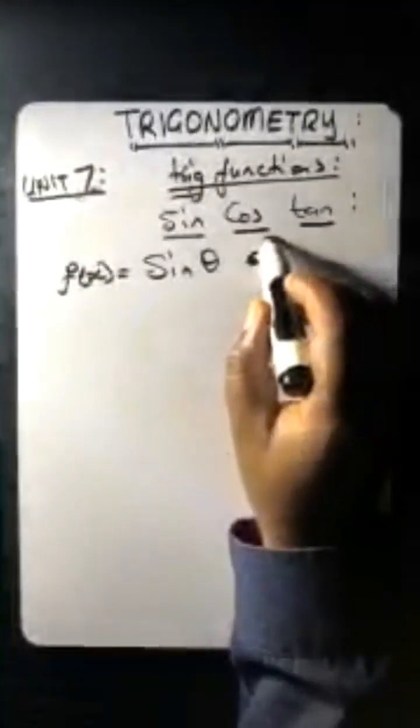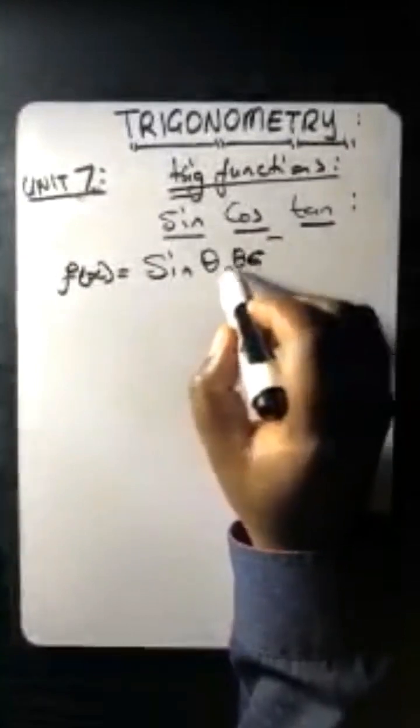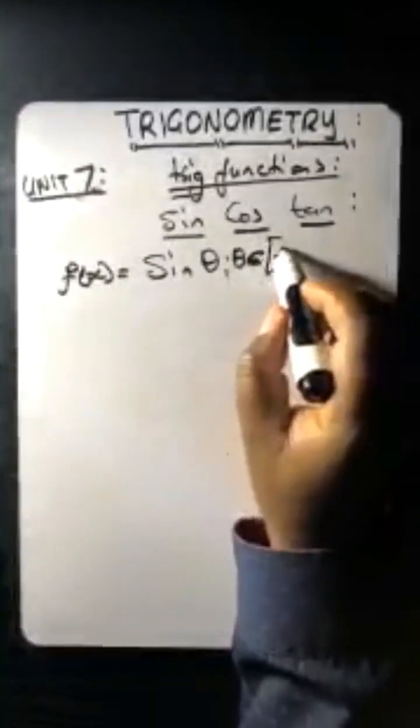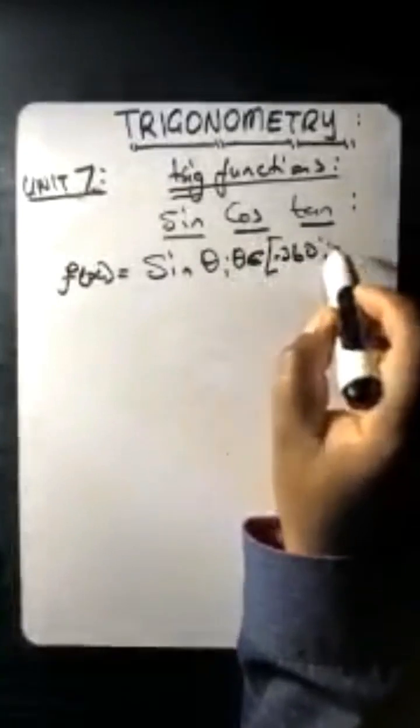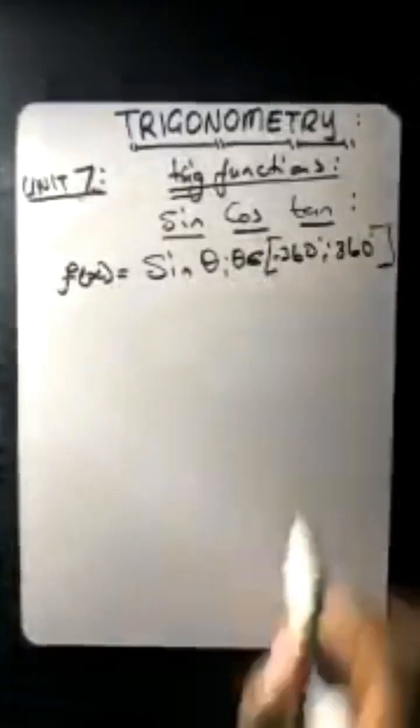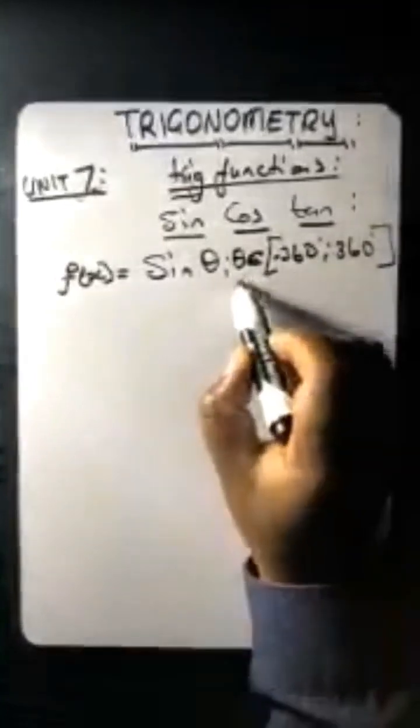maybe let's keep it simple and say sine angle. And they normally say where x is the element, not x, but where angle is the element of, maybe they say negative 360 and positive 360. Where do you start plotting that? You focus on that given range.